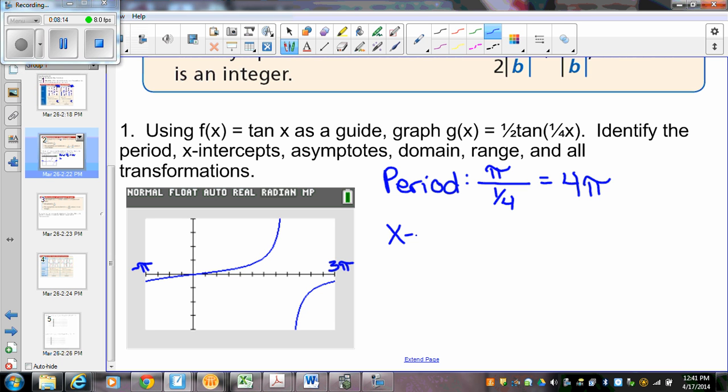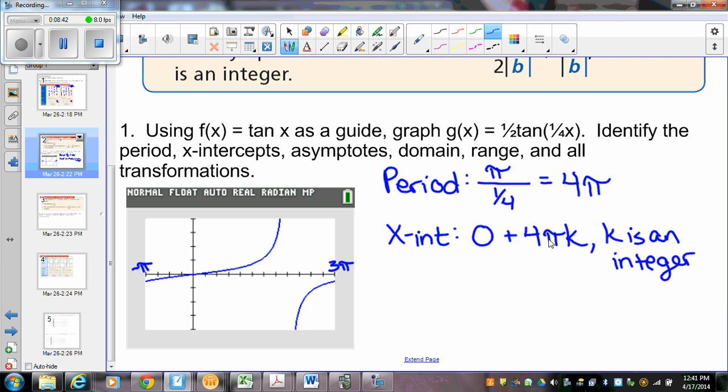Now for x-intercepts, we want to identify the first one that we see, and then we'll talk about how often they repeat. So the first x-intercept is pretty easy to see. I see that it occurs at 0, and then it's going to repeat however long my period is, because we only have 1 zero on every little tangent curve. Now, I put 0 plus 4 pi k. You can use n if you want. You can use k. You can use any other letter you want, as long as we specify that variable is an integer. So those are where my x-intercepts occur.